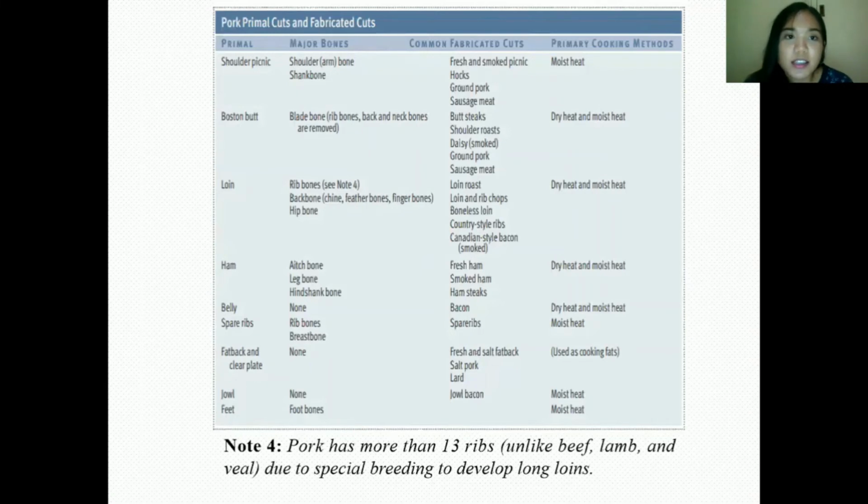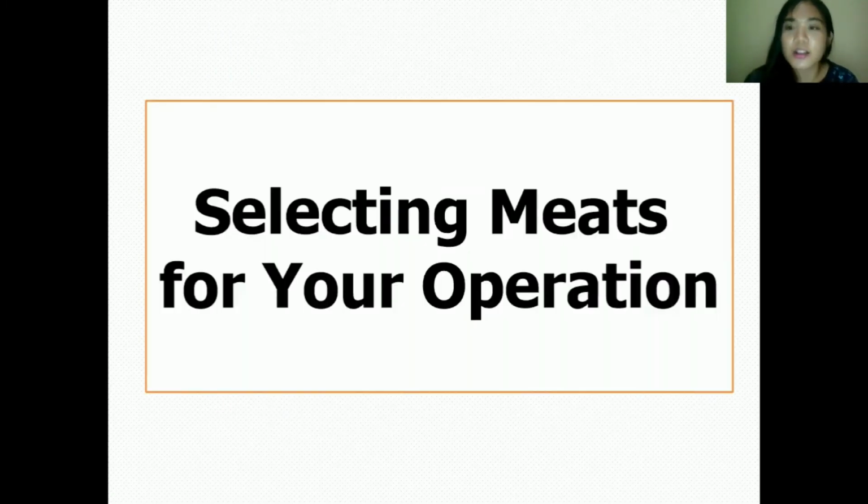So under the pork cuts is the shoulder picnic, the Boston butt, the loin, the ham, the belly, spare ribs, the fat back and clear plate, the jowl, and the feet. You can see there also the major bones that they have. The common fabricated cuts, which are the different cuts you can have under these meats. Then the primary cooking methods, which is also through the moist heat and dry heat, and also through their fats you can use them for cooking. So that is all.